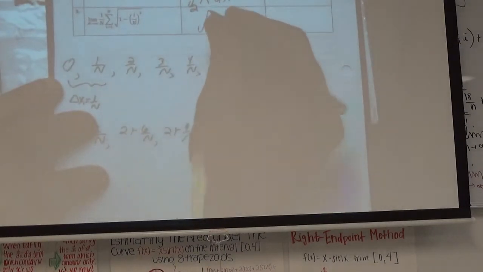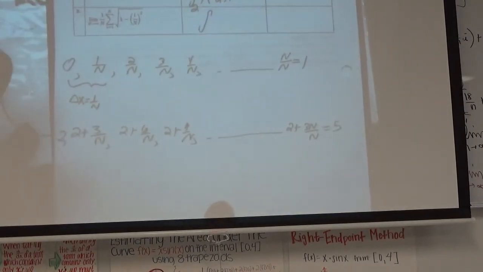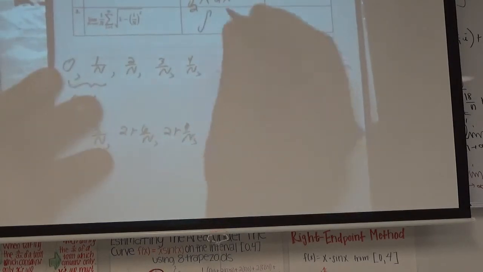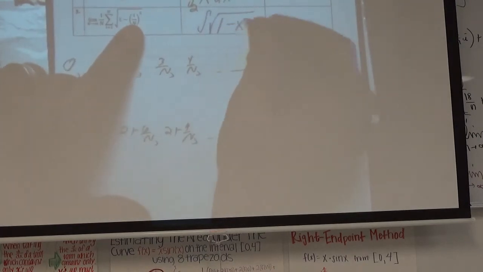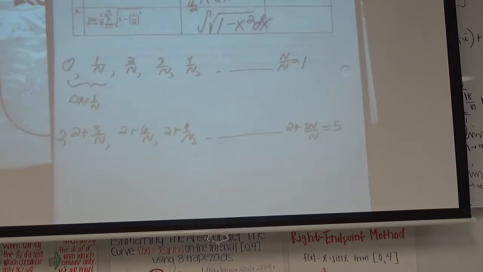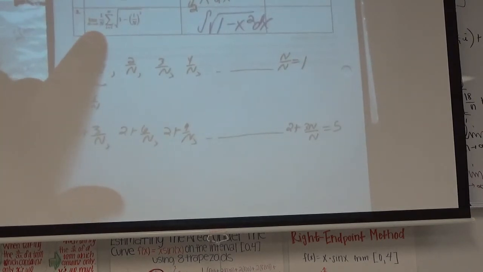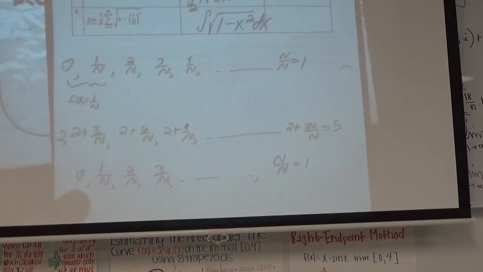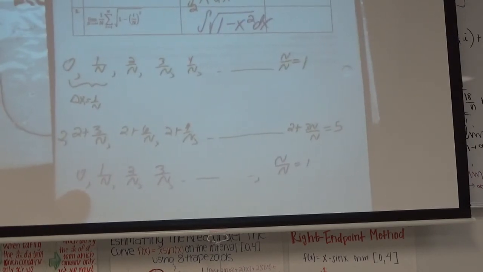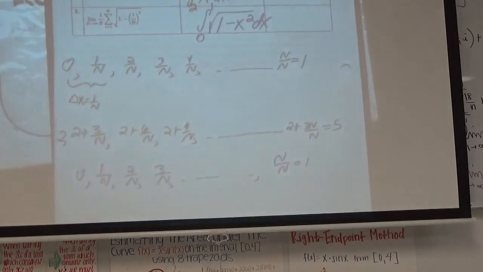Okay, hold on. So we're doing a definite integral. What's the function? Square root of 1 minus x squared. The width of each rectangle is 1 over n. The first x value would be 1 over n, then it's 2 over n, 3 over n, dot, dot, dot. The last one is n over n, which is 1. The first one, which I'm not actually using because of the right endpoint method, is 0. And so I go from 0 to 1.